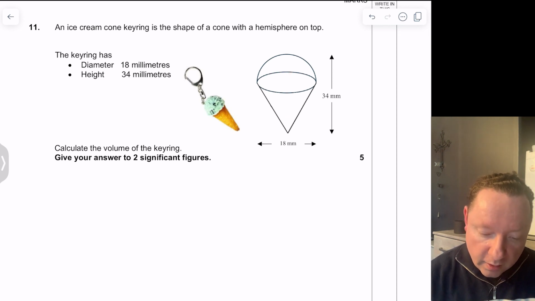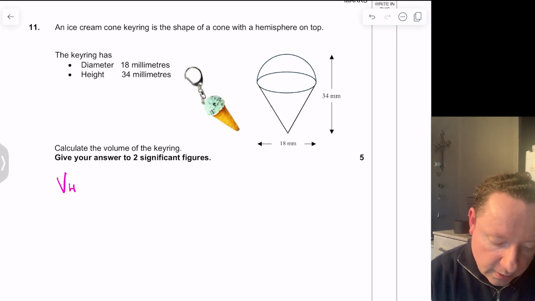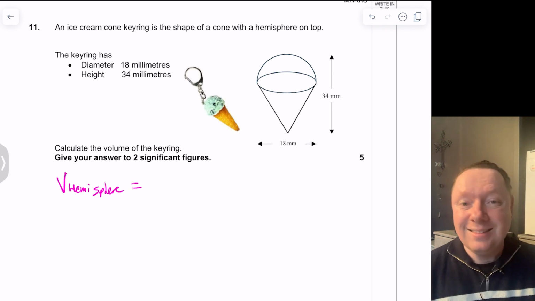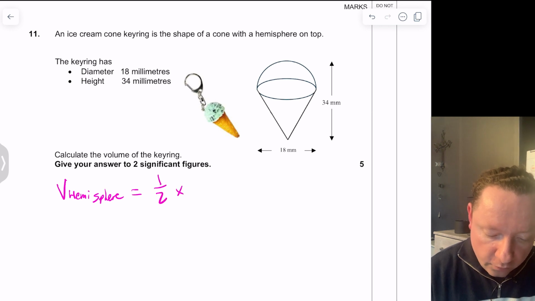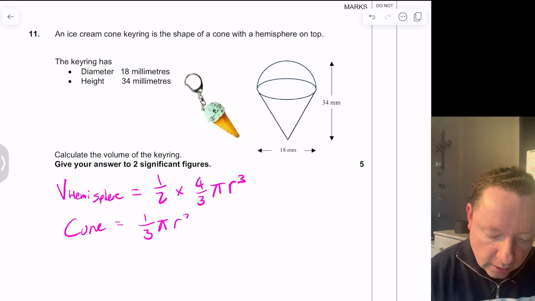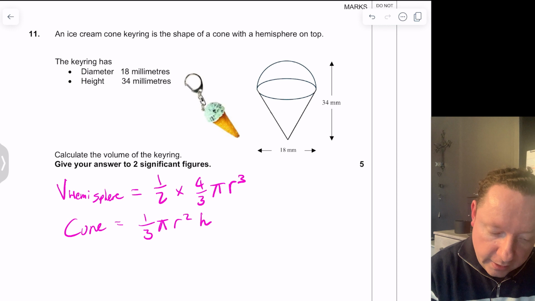So I need the volume of a hemisphere, well, the sphere's at the start of the exam paper. Volume of a hemisphere is going to be a half of 4/3 pi r cubed, because that's the volume of a sphere. And the cone is going to be 1/3 pi r squared h, because that's at the start of the exam paper as well. So what's our radius? Well, our radius for both of these things is 9 millimetres.